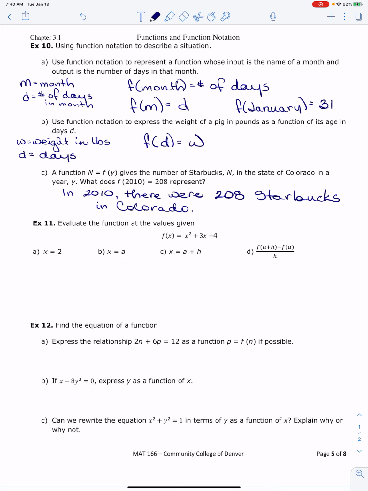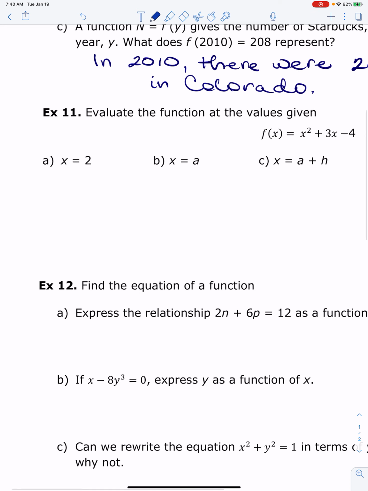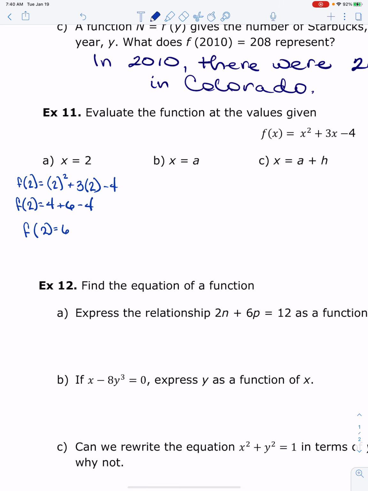Example 11. A little more numerical. We want to evaluate the function at the values given. So when x equals 2, and I'm going to blow these up so I can cram them all in, f of 2 equals 2 squared plus 3 times 2 minus 4. F of 2 equals 4 plus 6 minus 4. F of 2 equals 6.